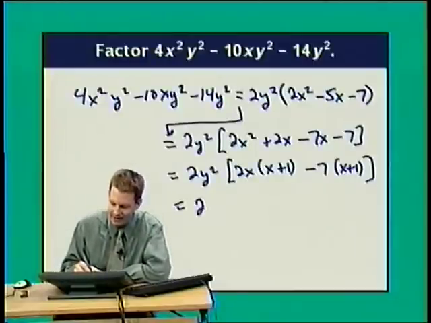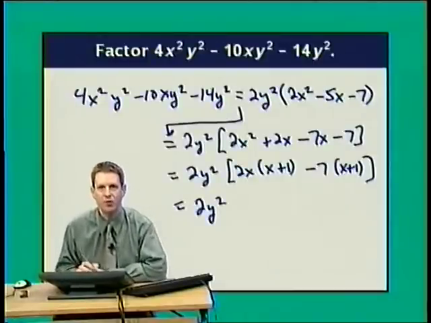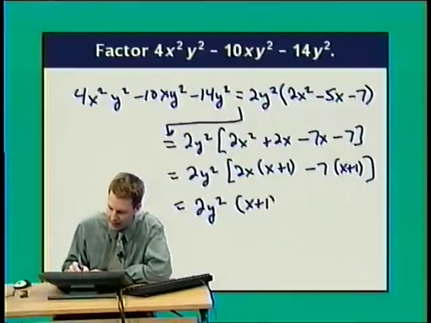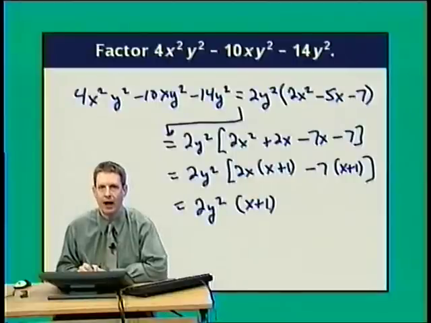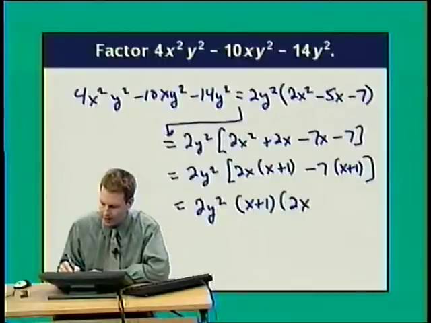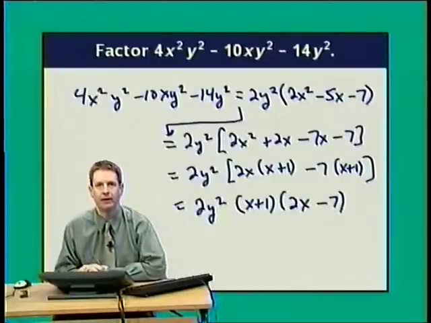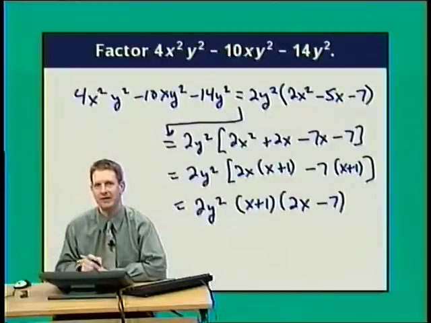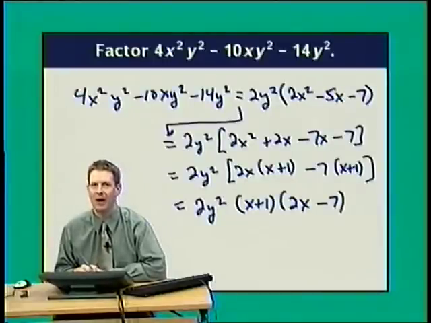I still have my common factors of 2y squared. Now, what do I get when I pull out my common factor of x plus 1? Well, when I pull out my common factor of x plus 1, I leave behind a factor of 2x minus 7. Now again, I think it's a really good idea for you to check this yourself because that'll give you good practice on multiplying polynomials.